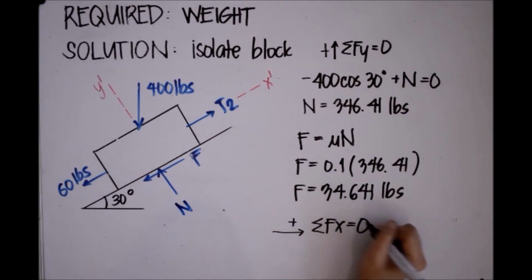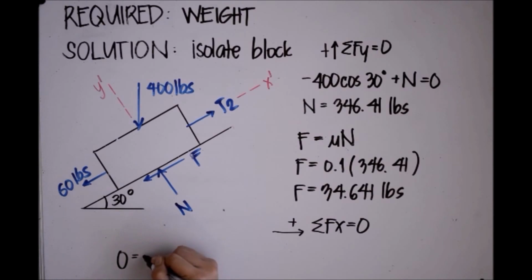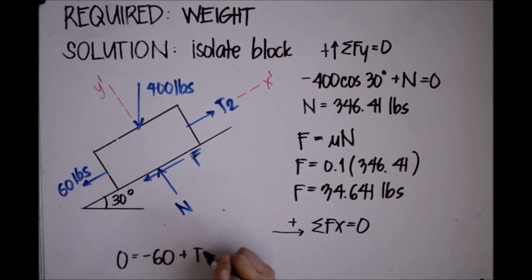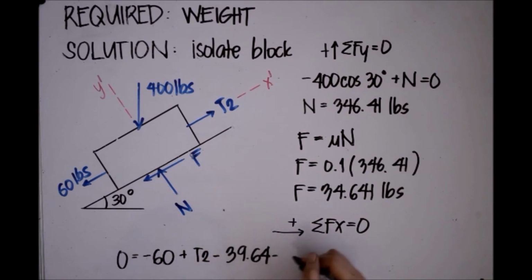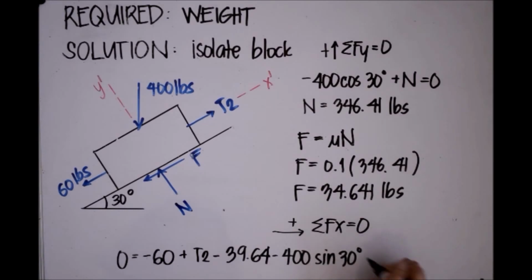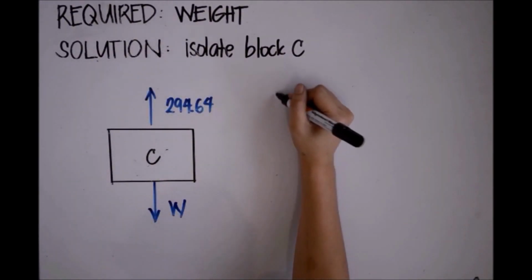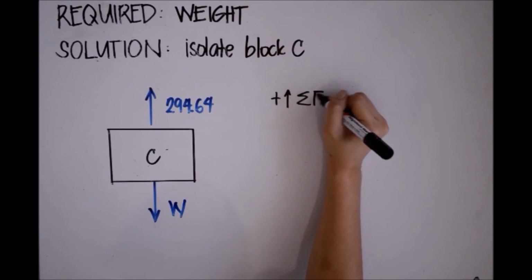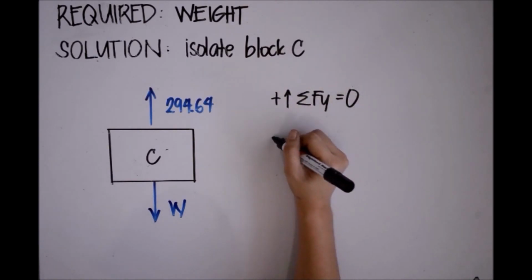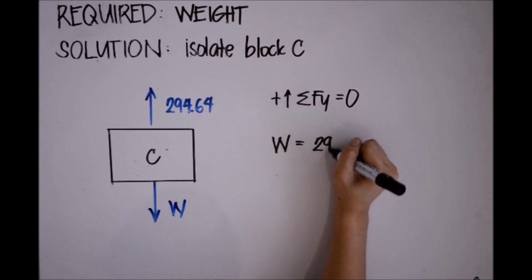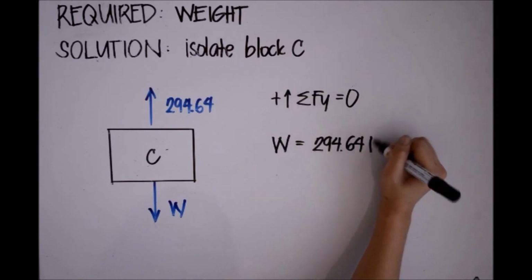And by summation of f of x equal to 0, we have 0 equal to negative 60 plus t2 minus 34.64 minus 400 sine of 30. We will have the value of t2 which is 294.64 pounds. We will now isolate block C. By the summation of f of y equal to 0, we will now get the required weight which is equal to 294.64 pounds.